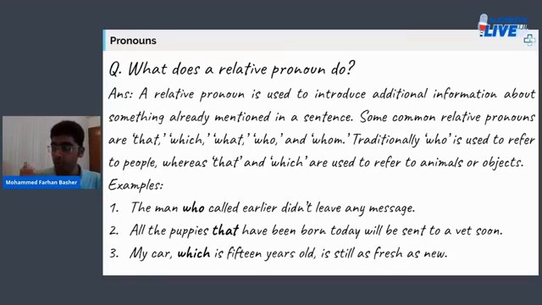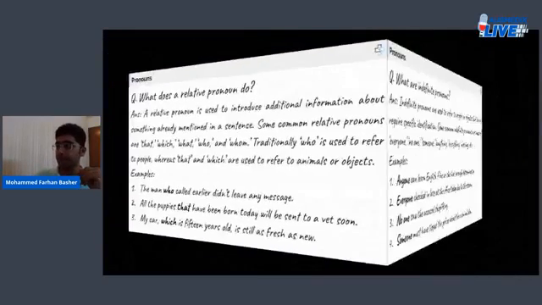So who, which, that, whose, what, and whom, these are all relative pronouns. Okay? Also remember that we use who to refer to people, right? We use who to refer to people. And we use that and which to refer to animals or objects. Okay? All right.